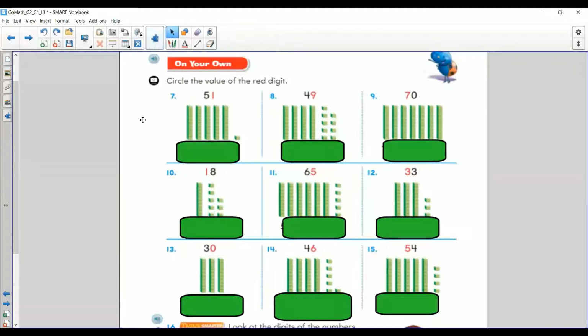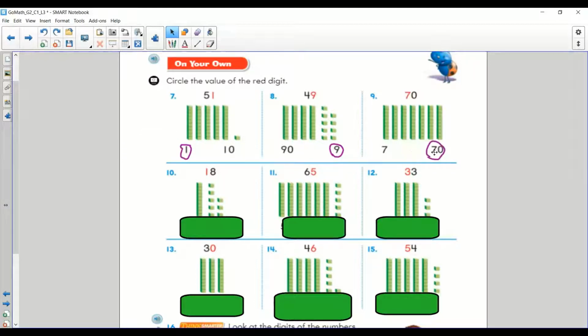Okay, boys and girls, are you ready to find the answers? Okay, what is the value of the 1 in 51? Well, let's find out. Oh, it is 1. There's the 1. How about 49? I see that 9 ones is in red, and these are the ones. So, 9. 70. Now, I don't even see any ones. 7 tens. What is the value of 7 tens? 70. 18. And the 10 is in red. So the value of the 10? 10.